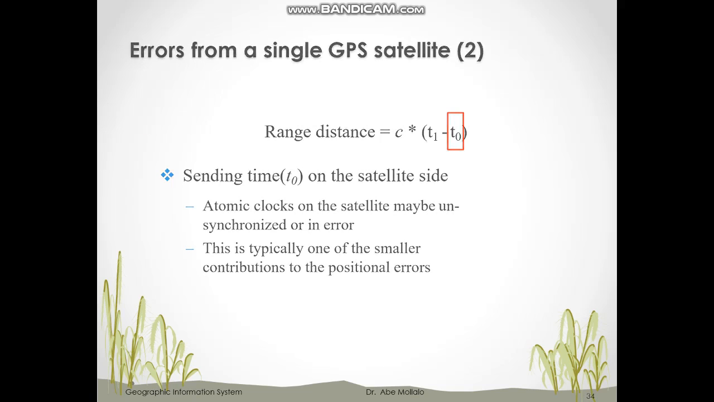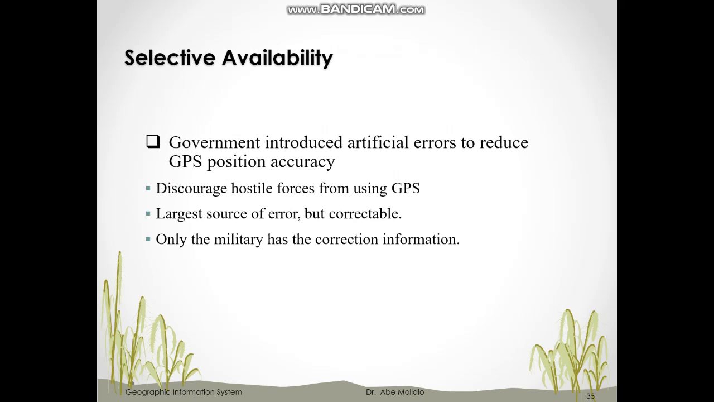But remember that we have selective availability, which means that the government can introduce artificial errors into the satellite because they have control over the satellites and atomic clock. So they can artificially introduce errors to reduce the GPS positioning accuracy. The purpose is to discourage hostile forces from using GPS, especially during wars. And it might be the largest source of error, but it is correctable. It adds a large error to the location, and only the military has the correction information. But for civilians, there is no way to correct the errors. So that's the error from the satellite side.